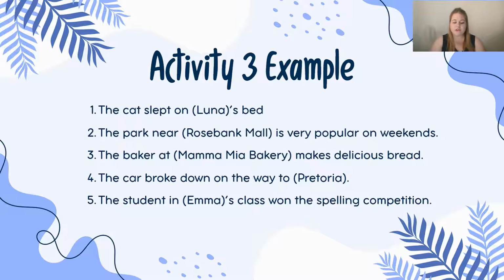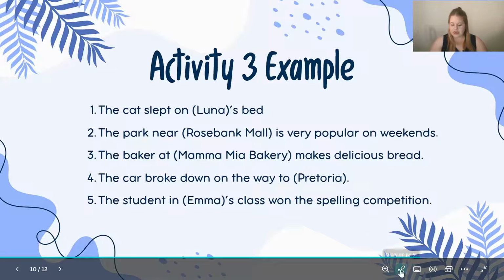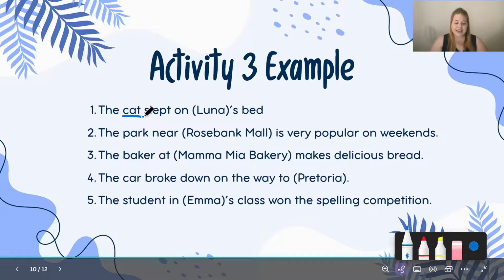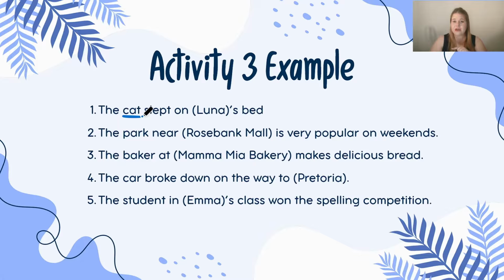All right, so here we have our 5 sentences. The cat slept on Luna's bed. Okay, now we're going to highlight and circle. Okay, the cat is going to be our common noun. We are underlining it. Okay, Luna is going to be our proper noun, and we are going to circle that. And then a bed is also a common noun. The park, small letters, haven't named it yet, common noun.